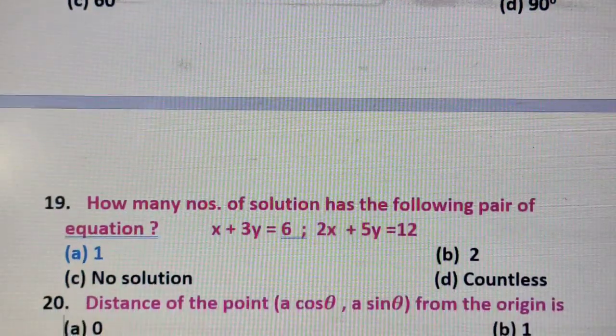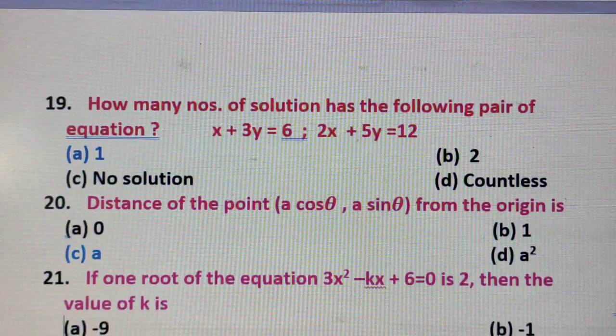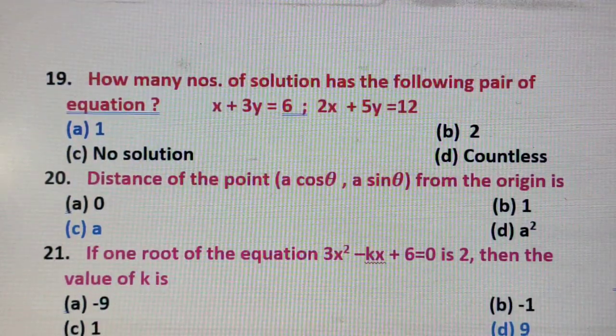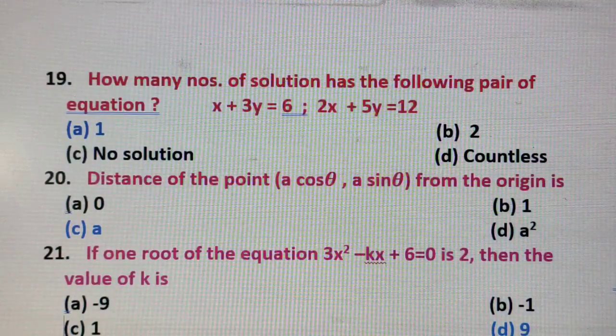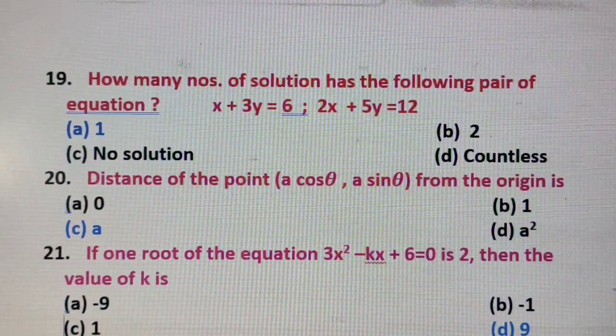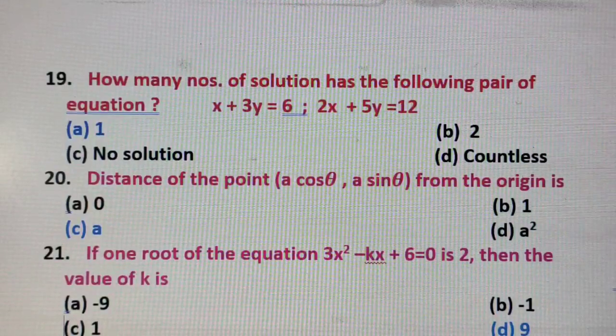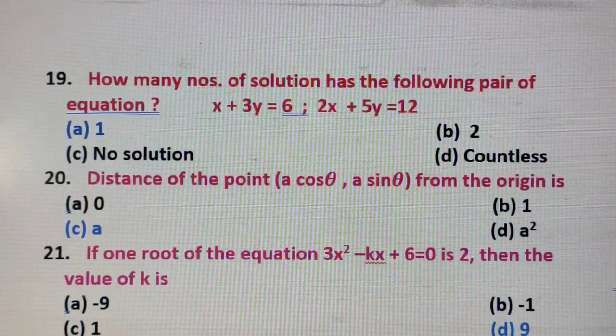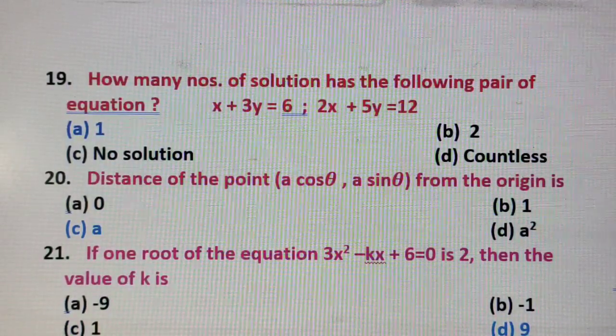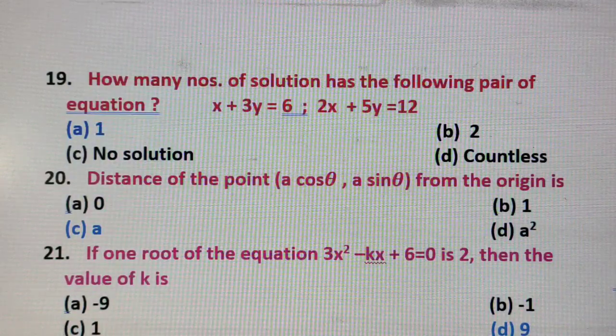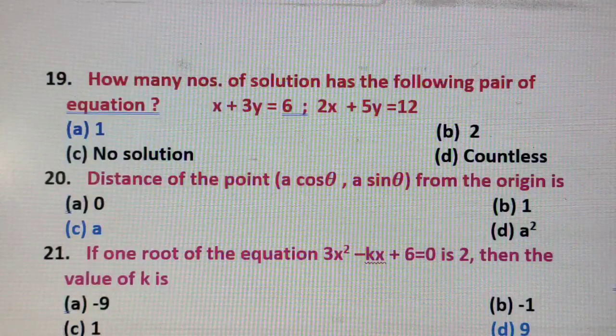How many number of solution has the following pair of equation? If we check the consistency, then we get A1 by A2 not equal to B1 by B2. That is, it has unique solution, that is number pair of solution is 1. Distance of the point from the origin. Our formula is root over x square plus y square. Here x equal to a cos theta and y equal to a sin theta. That is, by putting the value we get c equal to a.